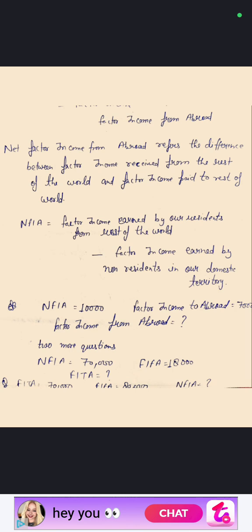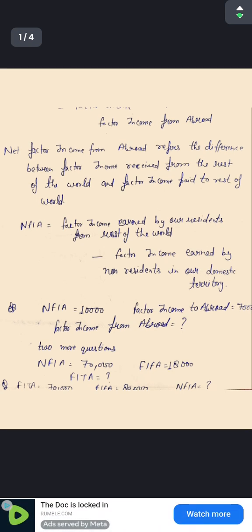There is one question where NFIA is equal to 10,000, and factor income to abroad, FITA, is equal to 7,000. So how do we find factor income from abroad? Factor income from abroad minus factor income to abroad is equal to net factor income from abroad. So 10,000 minus 7,000 is equal to 3,000. That is the value of factor income from abroad. You need to apply the same rule in the second and third questions.